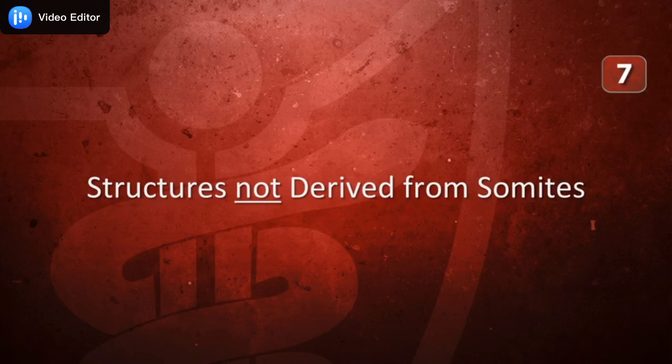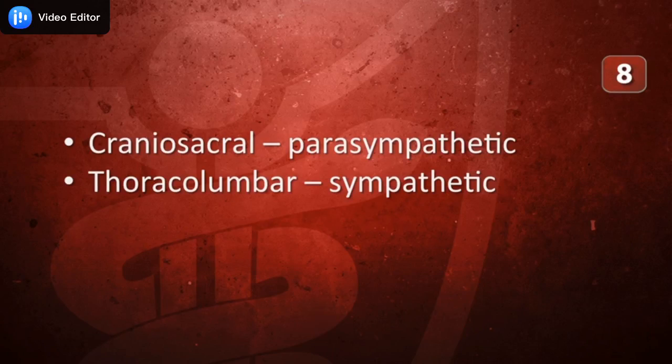Next, what are examples of structures innervated by the autonomic nervous system? These are structures not derived from the somites, like the visceral organs and the glands. Next, characterize the following as sympathetic or parasympathetic. Craniosacral is parasympathetic, and then thoracolumbar is sympathetic.